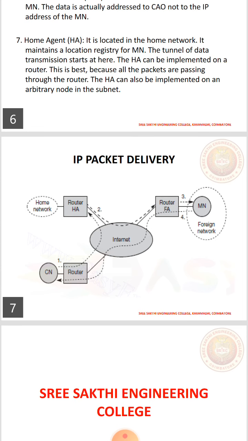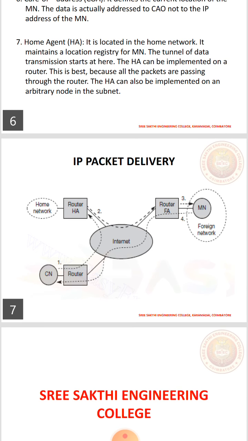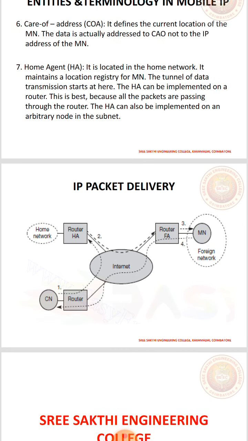The foreign agent now decapsulates the packet, that is, removes the additional header, and forwards the original packet with the correspondent node as the source and the mobile node as the destination. Again, for the mobile node, mobility is not visible. It receives the packet with the same sender and receiver address as it had in the home network.